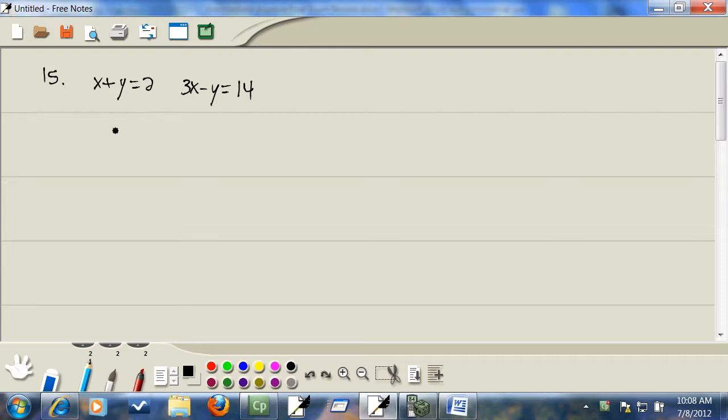Now we want to graph each one of these, and the easiest way to graph it is to have it in slope-intercept form. So I'll solve for y. I take the x over there, and we get y is equal to negative x plus 2. And on this one, I'll take the negative y over to the right side, and I'll take the 14 over to the left side. So we get 3x minus 14 is equal to a positive y.